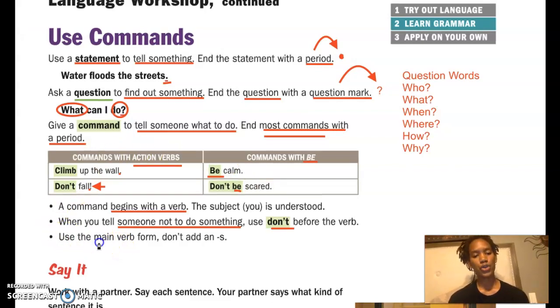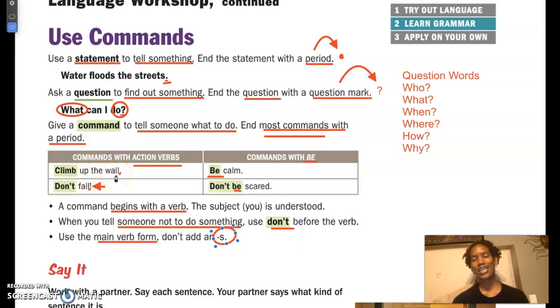Last one, use main verb form. Don't add an S. So for example, climb up the wall. You would not say climbs with an S up the wall, because then it's not a command. It's not even a statement. Okay. You simply say climb, no S, no ED, just climb. Climb up the wall. That's your command.